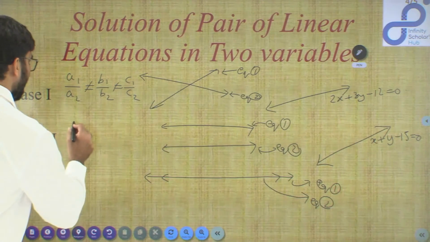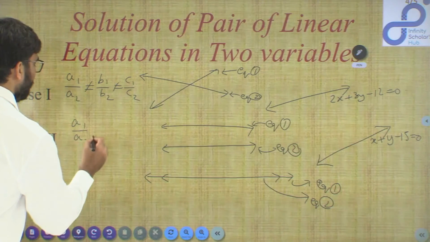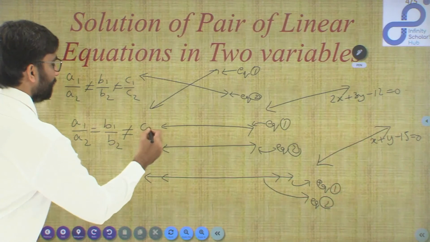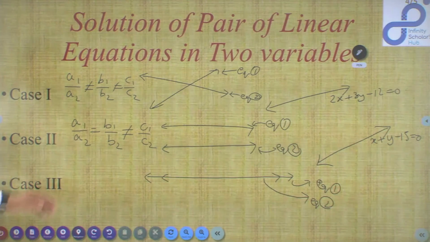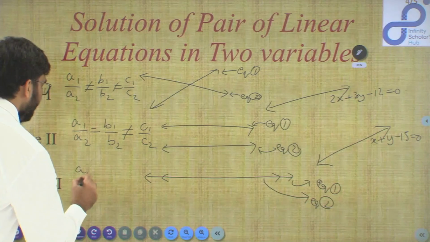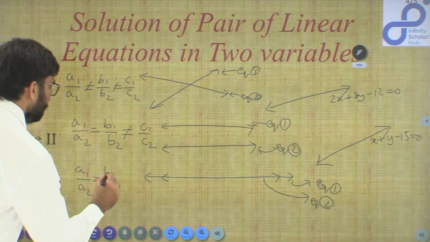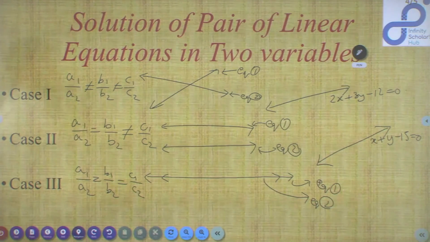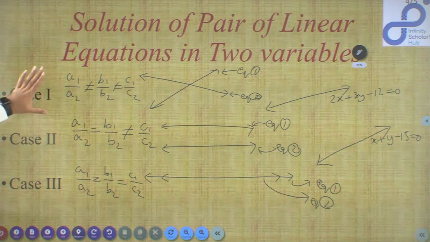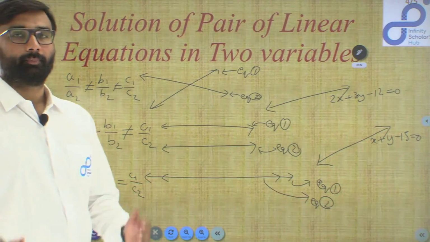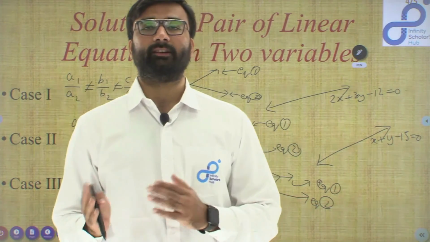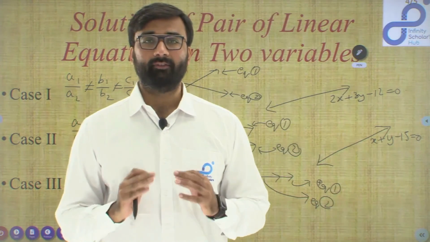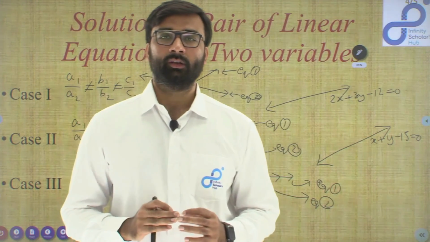Next type of line is parallel. So in this, a1 upon a2 will be equal to b1 upon b2, but this won't be equal to c1 upon c2. Okay, and for the final condition, you will have a1 upon a2 equal to b1 upon b2 equal to c1 upon c2. Okay, these are the three conditions. And this is how you will identify whether the equations given to you belong to intersecting lines, parallel lines, or coincident lines. I hope you have understood everything which we have discussed in this video.